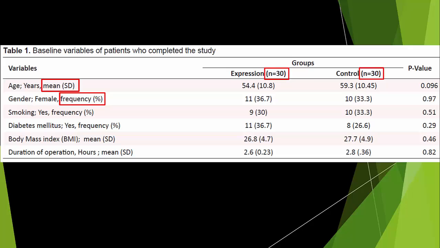So here for the expression group we have 11 females. They don't need to give the males, we could just take that away from 30. That tells us there are 19 males, and in brackets that's that same frequency expressed as a percent. And again, I could get the value for the males by taking that value of 36.7 from 100. I won't bother doing that, but they're trying to be as brief as they can be. Even so, there's a lot of numbers here.